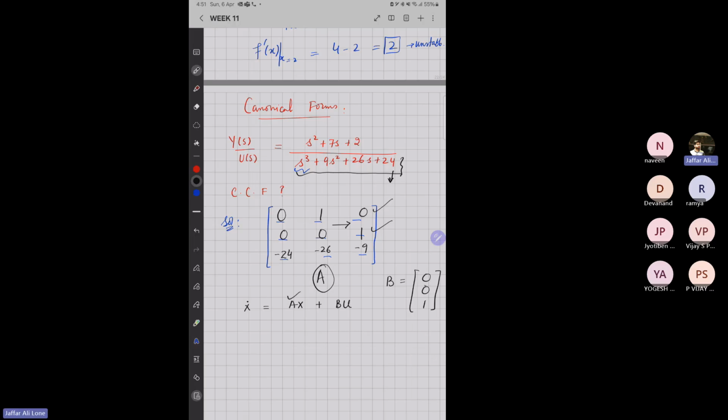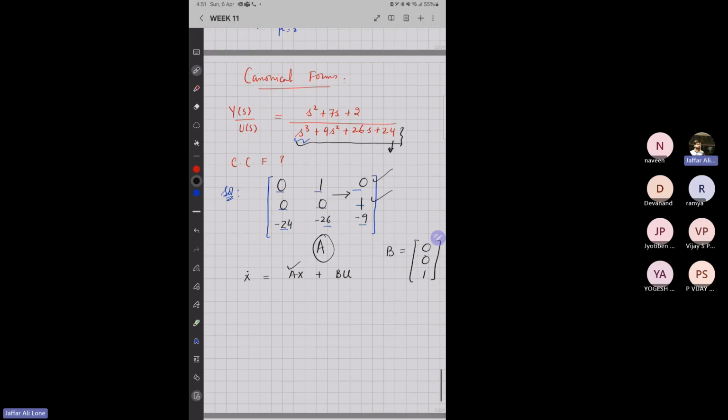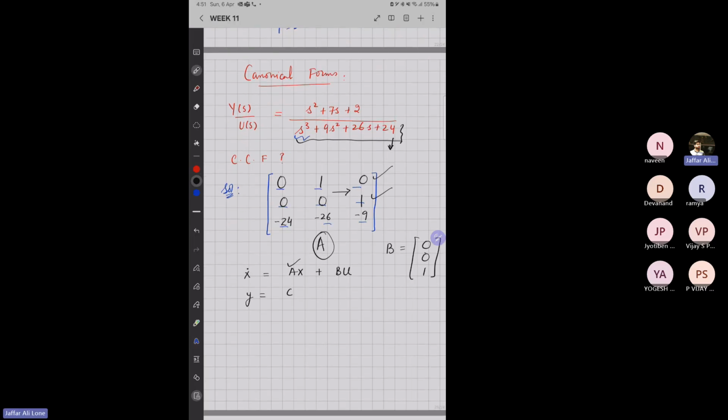Right? Now, what should be the output matrix? Y is equal to Cx. C should be, just observe this numerator. Again, start from the constant term, write it as it is: 2, 7, and 1. This is my C. No negative sign here.